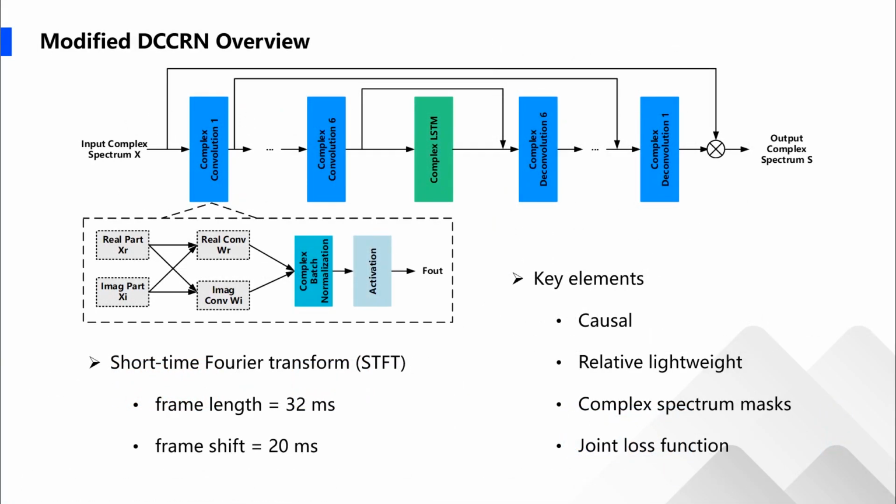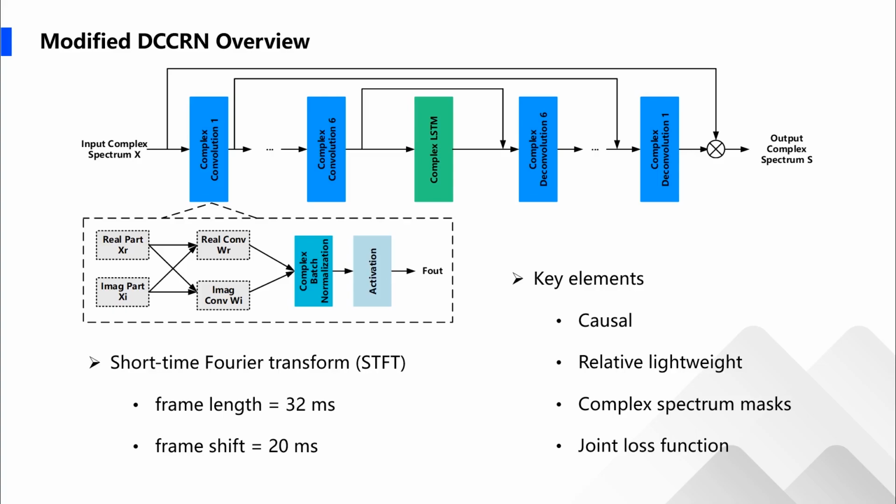DCCRN operates in the STFT domain. It uses 32 millisecond frames with a 20 millisecond hop between windows. Looking at the diagram, the input noisy reverberant signal is processed using STFT. We use the time-frequency domain information for feature extraction, then go to a modified DCCRN model. It produces the output reverberant complex spectrum, on which we apply the inverse STFT.